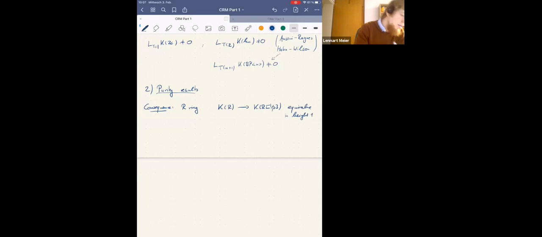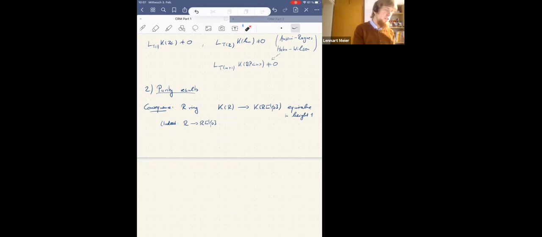So indeed, we have to check this equivalence in height 0 and height 1. Well, in height 1, it turns out both things are 0, because it's true for Z and then for all rings that they vanish in height 1. So we just have to see it in height 0. And the height 0 localization was just inverting P. So it's clear that this induces an isomorphism after inverting P.